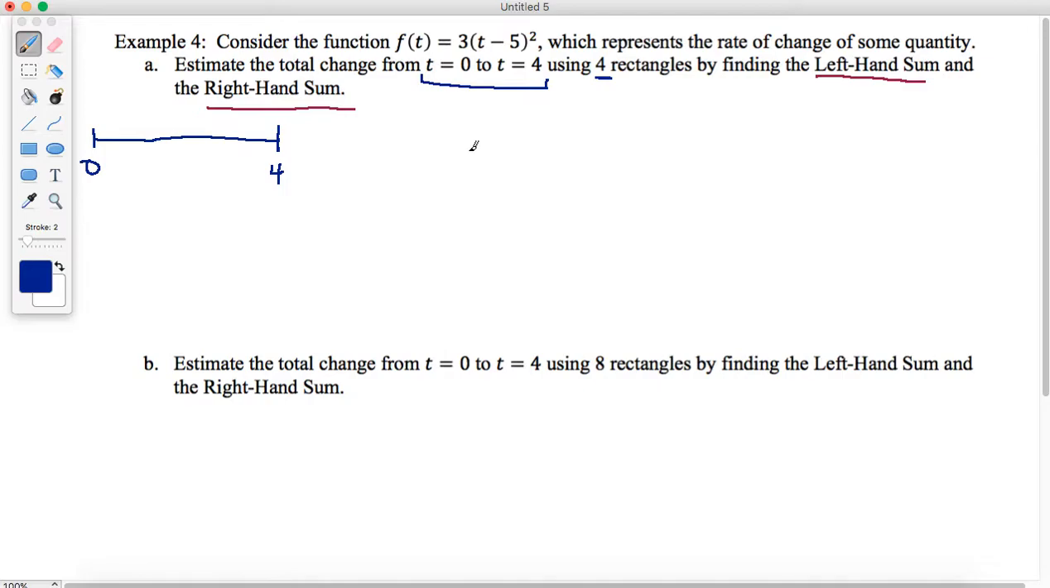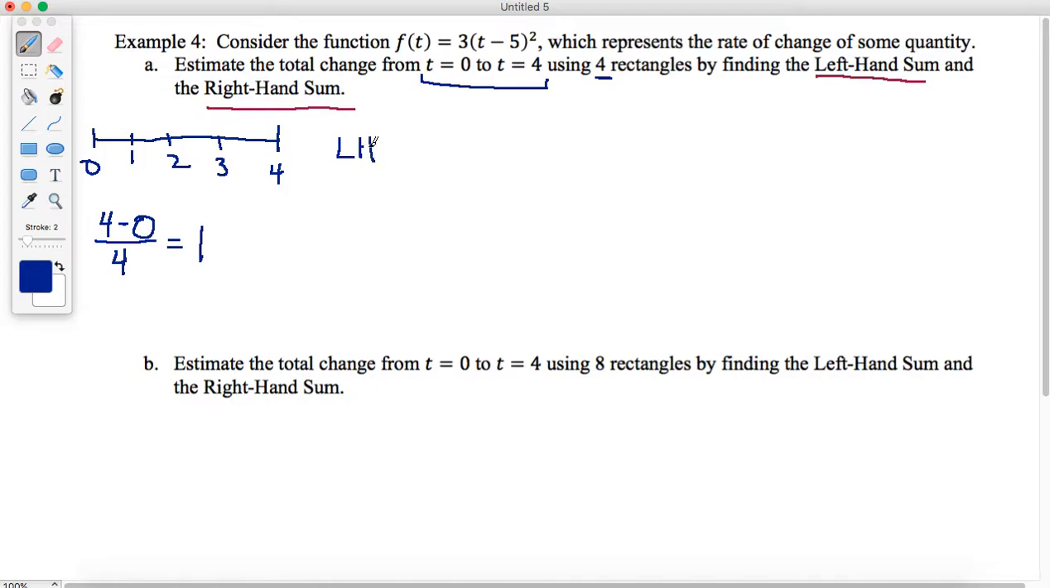This one's very simple, but you want to have rectangles of equal width, like we did in those other videos. One of the things you always want to be able to do is find the width of your rectangles. One easy way to do that is to take the endpoint of your interval, minus the lower endpoint, and divide it by the number of rectangles you're going to have. Then you'll see that you have 1 as the width of your rectangle. And that's why we know we're going to do 1, 2, 3, and then 4.